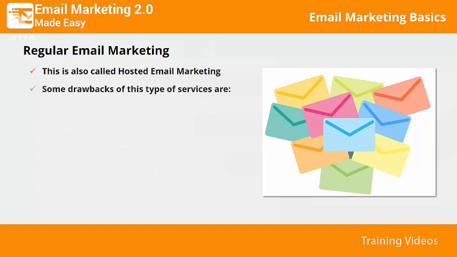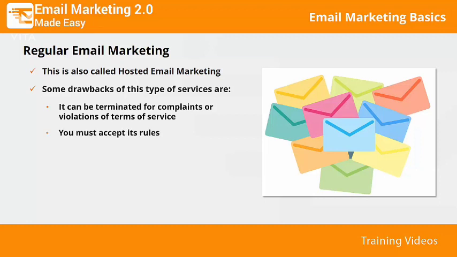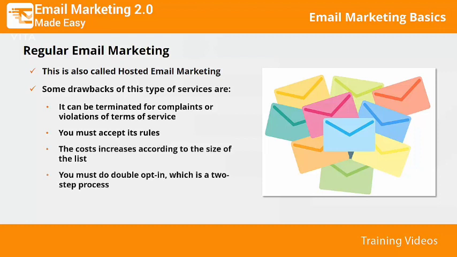Some drawbacks of this type of service are: it can be terminated for complaints or violations of terms of service. You must accept its rules. For example, some tell you what you can and cannot promote. The cost increases according to the size of the list. You must do double opt-in, which is a two-step process.